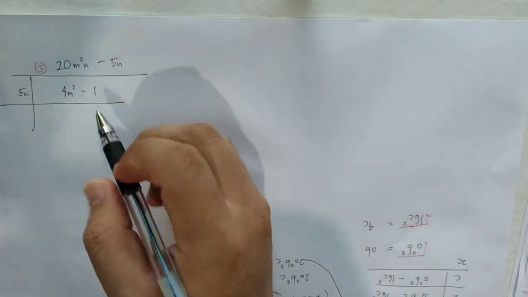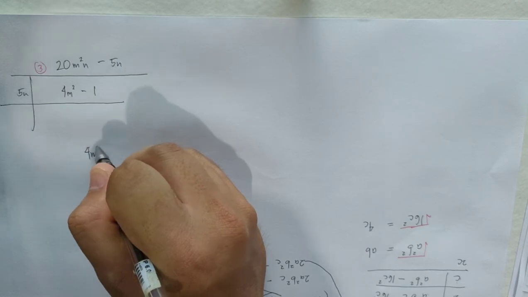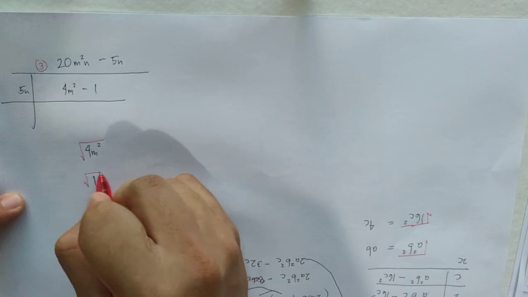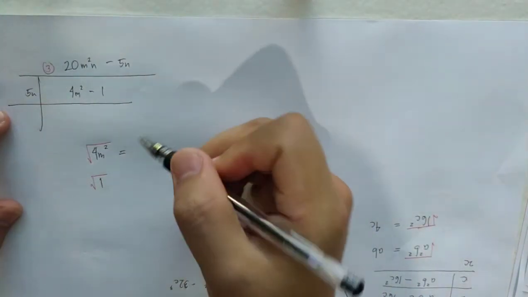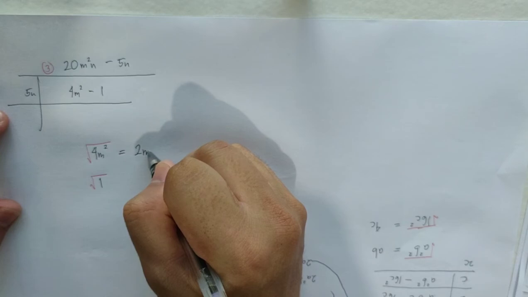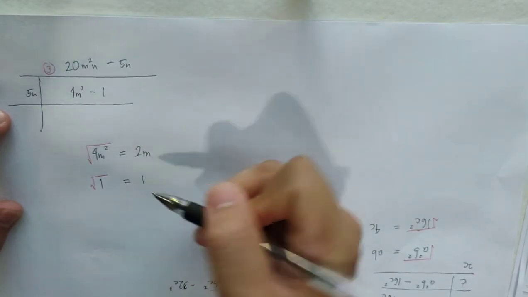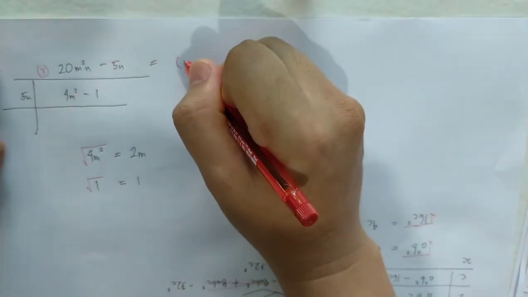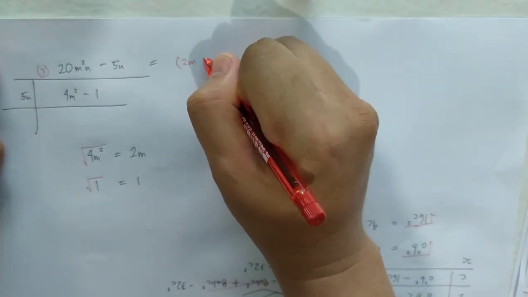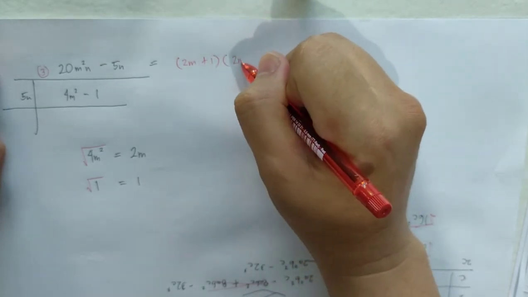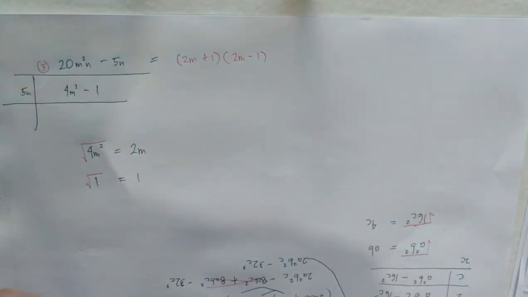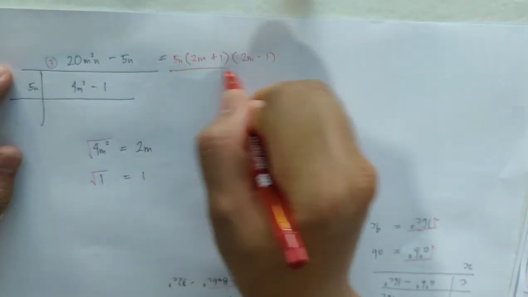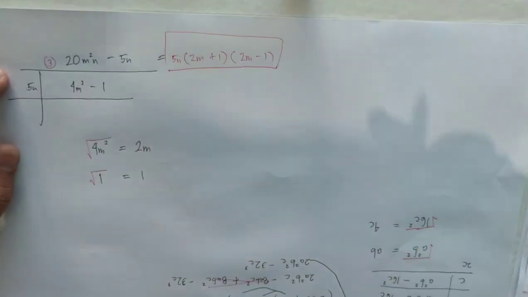Kunin natin yung roots nila. So, 4m squared and 1. Square root natin parehas. So, square root of 4m squared is 2m. Square root of 1 is still 1. So, ang sagot ay 2m plus 1 times 2m minus 1. Don't forget the common monomial na 5n. So, the final answer is ito. So, yun lang.